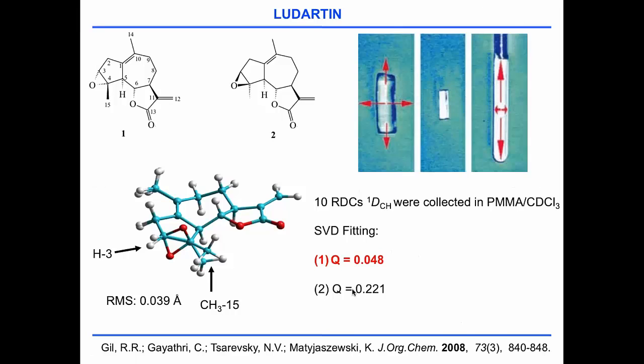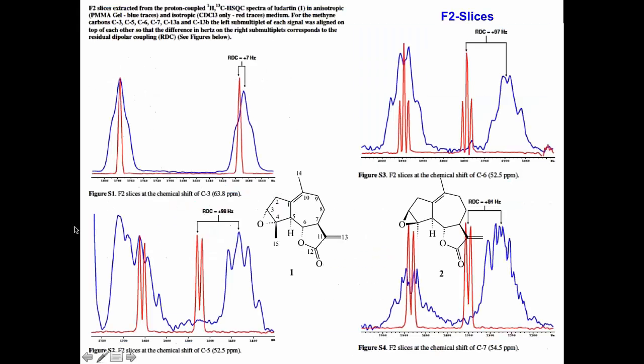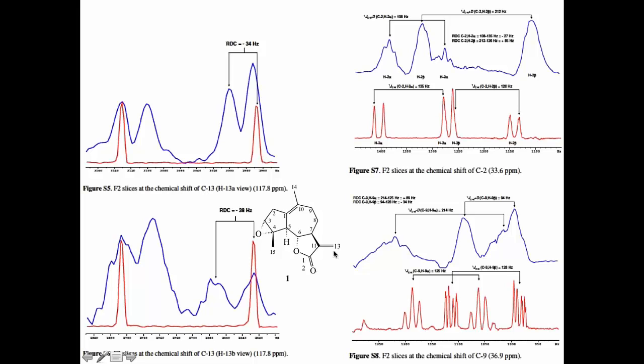And I want to show you, for example, where we were 10 years ago and where we are now. So this is my first paper. We used the traditional method. And these are the F2 slices. See, the red is the isotropic F2 experiment, but the blue is the anisotropic F2 experiment. See the broadening. See how much willingness we had to measure these RDCs. Of course, we got RDCs of 98 hertz, and see here, for example, the signal of this CH, the CH2 here, C13. So look here, that is how we measured.